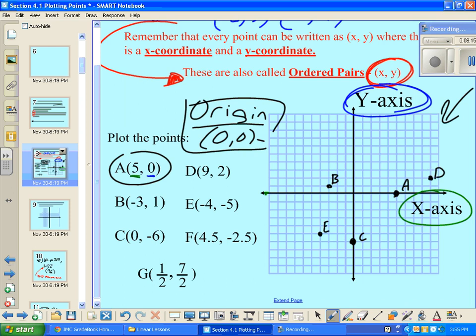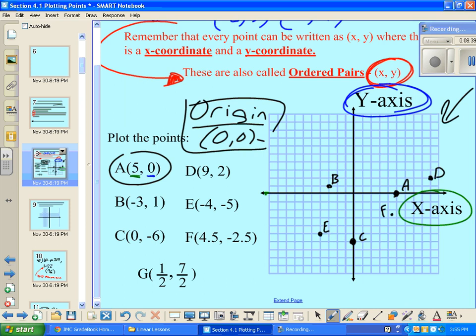F is 4.5 and negative 2.5. If something's 4.5 or 3.5 or whatever the number may be, that's fine. We can still plot something like this. I'm going to go 4 to the right, and then just half a square, some kind of in-between lines here, and that's fine. So 4.5 to the right, and then negative 2.5 means down 2 and again a half. So here's where the point F is, right here.